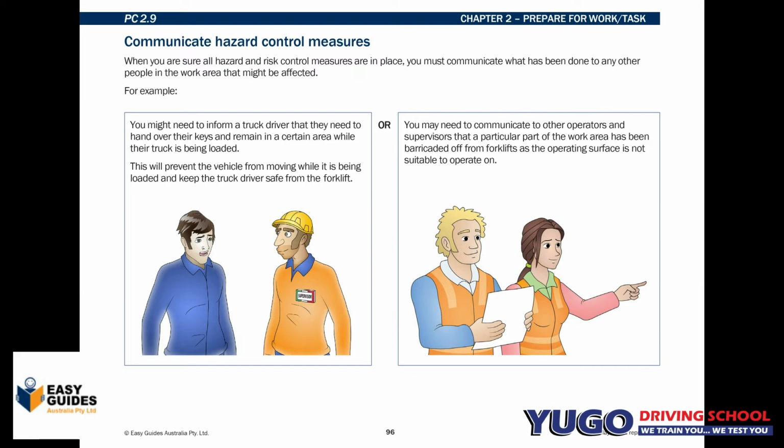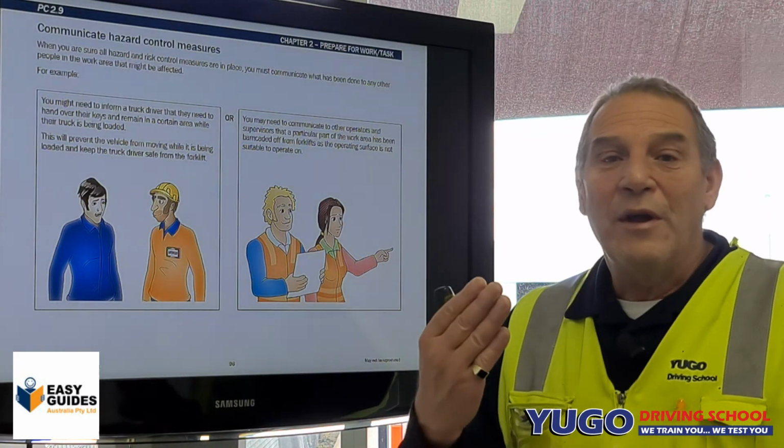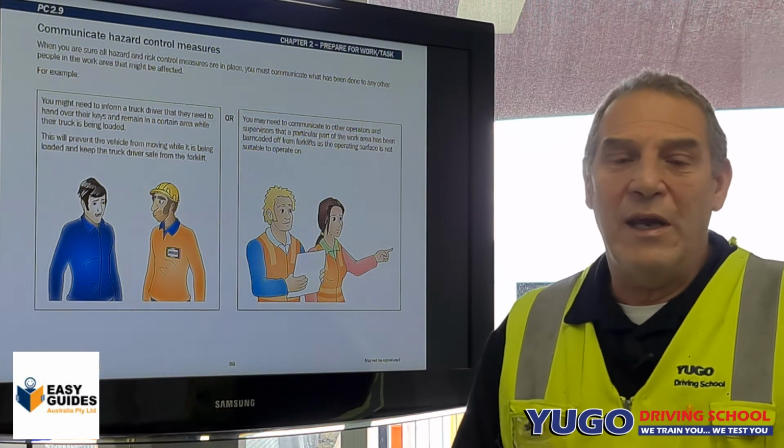You communicate the information to them so they know what you're doing and to stay out of your way. Your truck driver comes in, he doesn't know your company policies and procedures, he doesn't know what control measures have been put in place, so you communicate those to him. He may have to hand his keys over so the truck doesn't move. He may have to stand in a certain location so he's not in the way of the forklift while you're unloading the truck. You communicate it to other people in the area so they know when you're moving that forklift around to stay out of that area so they do not get hit by the forklift.